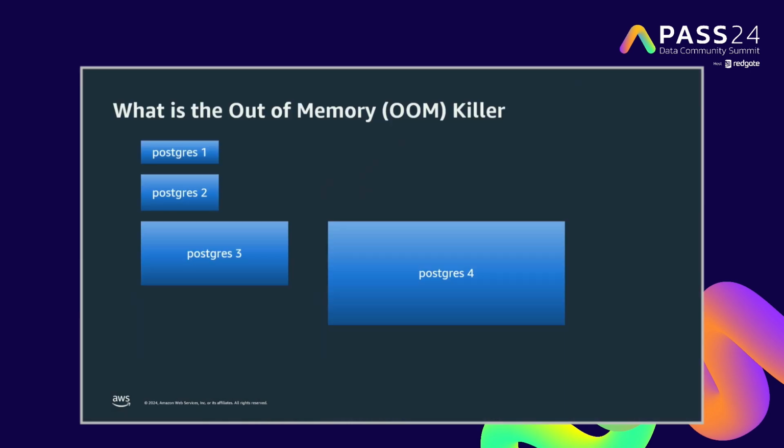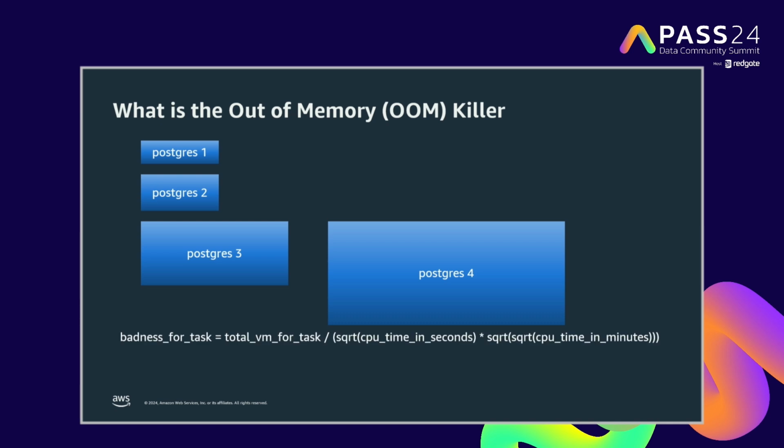So what is the out-of-memory killer? In Linux, which is predominantly where most Postgres runs, the out-of-memory killer is the OS's way to make sure that it doesn't lock up, and it'll kill off things that use too much memory. So if we have these Postgres processes, and the size of them represents how much memory they're using, if we're running out of memory, which one do we think we're going to kill here? Probably 4, right? That would seem like the obvious choice, right? No, it actually would be 3.